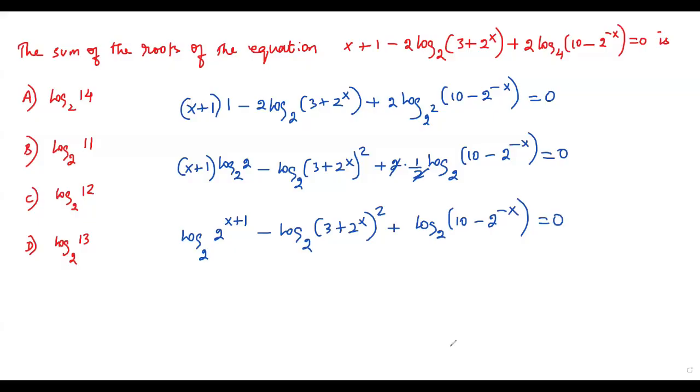Okay, now here we have 3 logarithms with the same base 2. Whenever 2 logarithms are in subtraction with the same base, we can write the logarithm once with that base, and we have to divide the arguments.